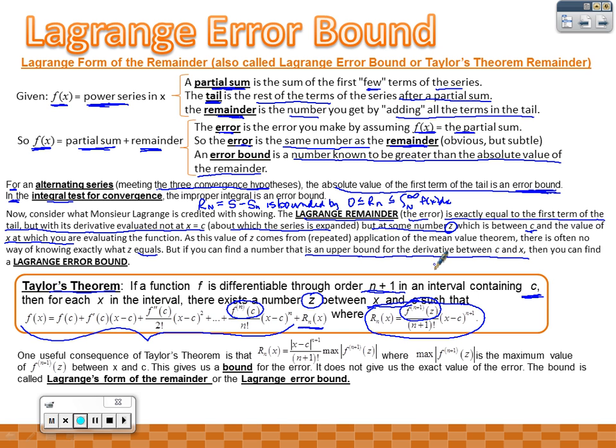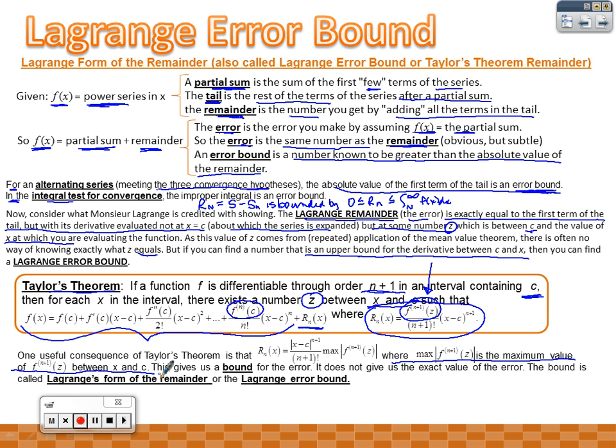So you can probably guess that that is the number that drives people crazy. It is the maximum value of the next derivative between x and c. That's what it stands for. Kind of get that in your head. It is the maximum value of the next derivative, the one after where you stopped and chopped it off.